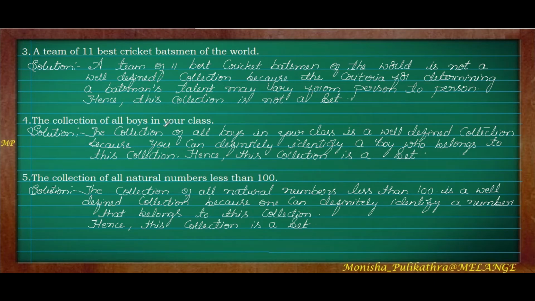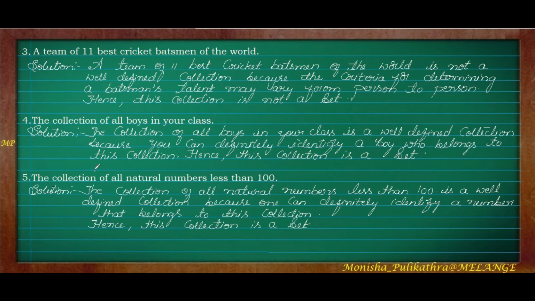Okay. Next, moving on to the fourth question, the collection of all boys in your class. Just by looking at the question itself, you can identify what type of set this is. The collection of all boys in your class is a well-defined collection, because in your class you can identify all the boys. You can identify the name, you can identify a person by his face, features and all. So just by seeing this question, you can definitely identify what type of set this is. So this collection is a set, because each and every person in the class you can identify.